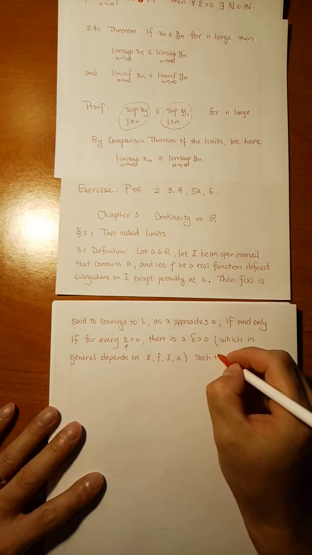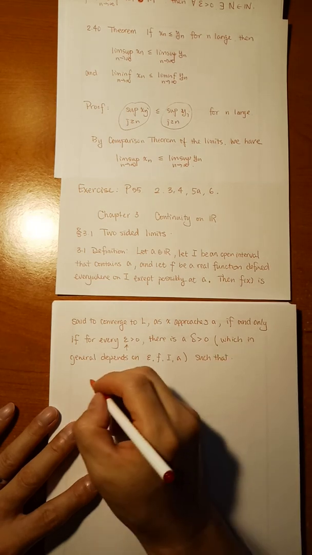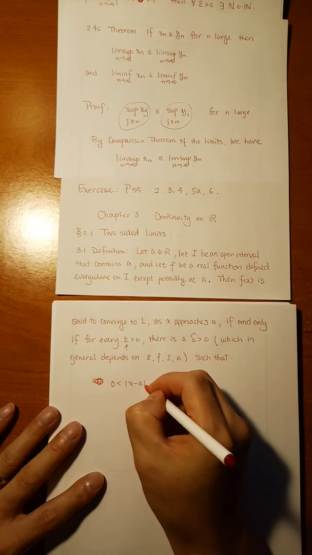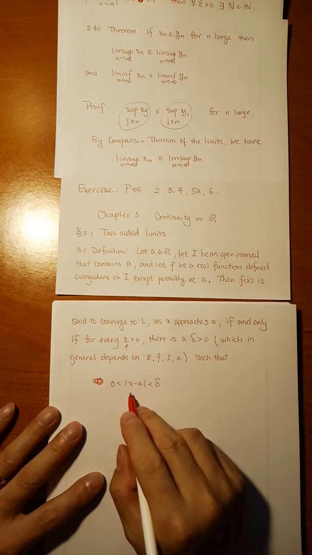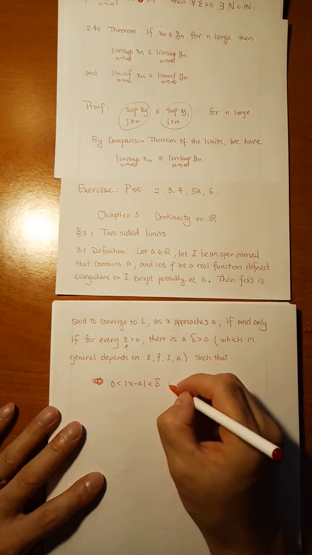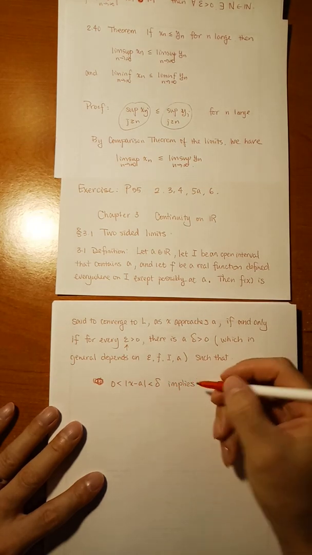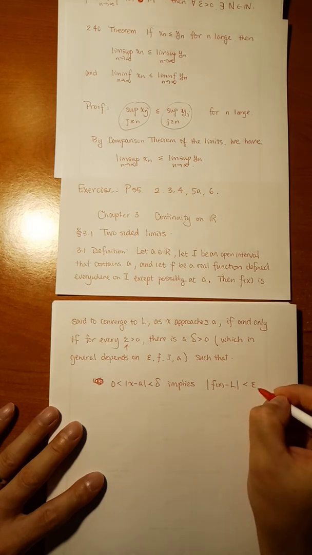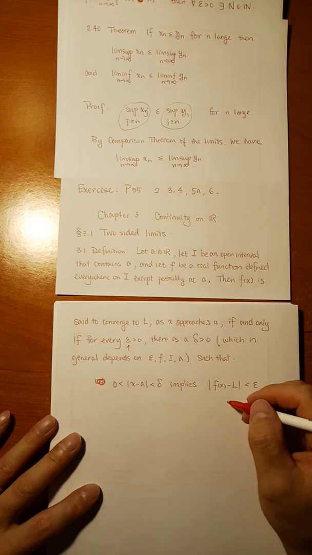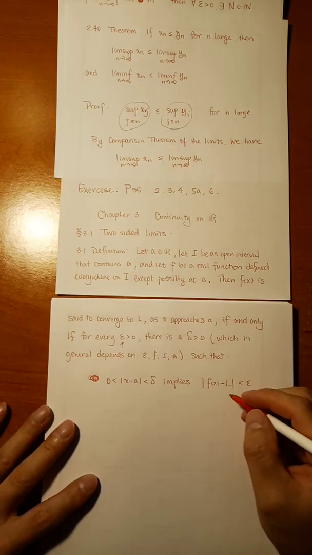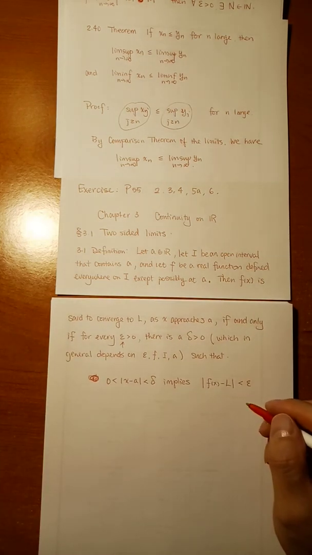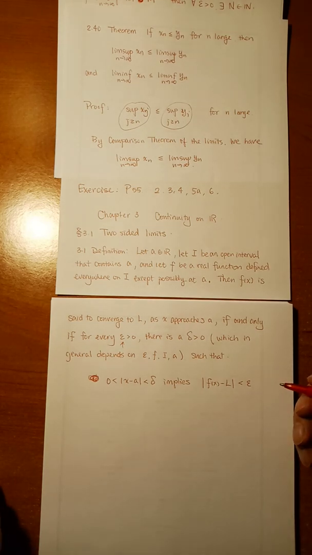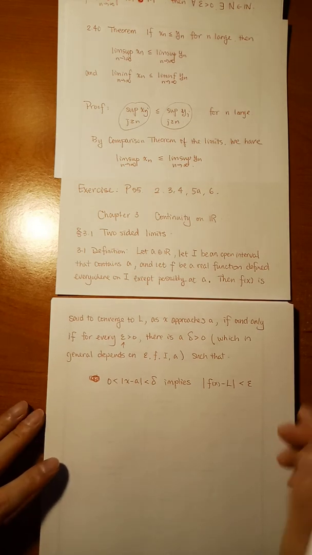Such that 0 less than absolute value of x minus a less than delta, when the distance between x and a is sufficiently small, implies absolute value of f(x) minus L less than epsilon. The image is arbitrarily close to the limit. Okay? The image will be arbitrarily close to the limit if the input x is sufficiently close to a.